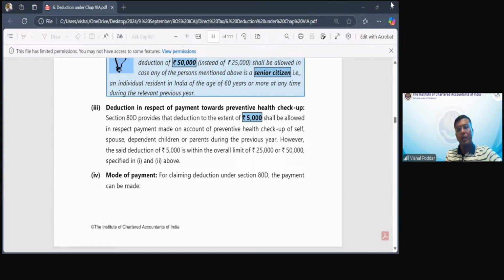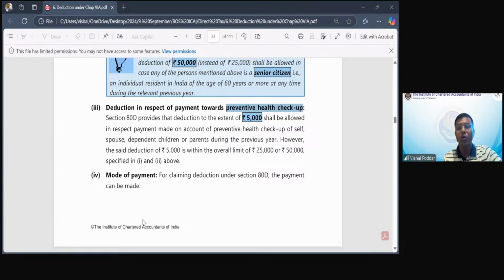Now, in this section, firstly, we saw three payments. What were the three payments? All three were medical insurance premium. Now, they have included one more payment in this, and that payment is payment towards preventive health checkup. Now, interestingly, what is this preventive health checkup? Preventive health checkup is the health checkup which is done even before you fall ill.